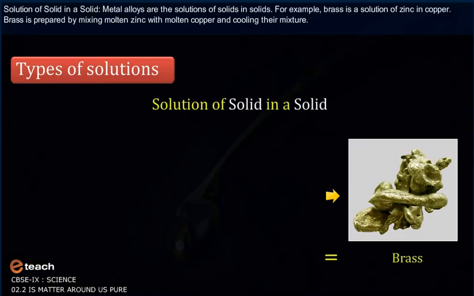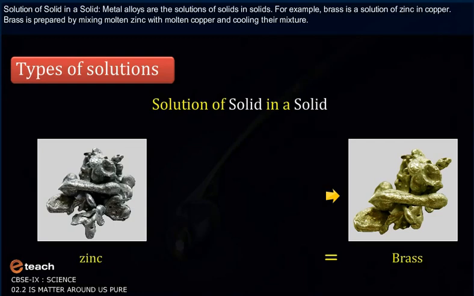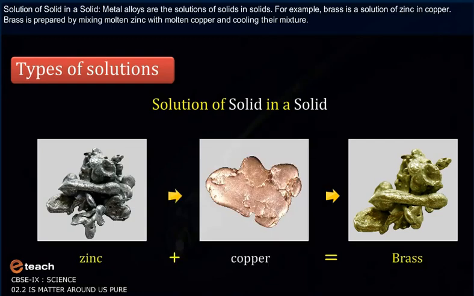Solution of solid in a solid. Metal alloys are the solutions of solids in solids. For example, brass is a solution of zinc in copper. Brass is prepared by mixing molten zinc with molten copper and cooling their mixture.